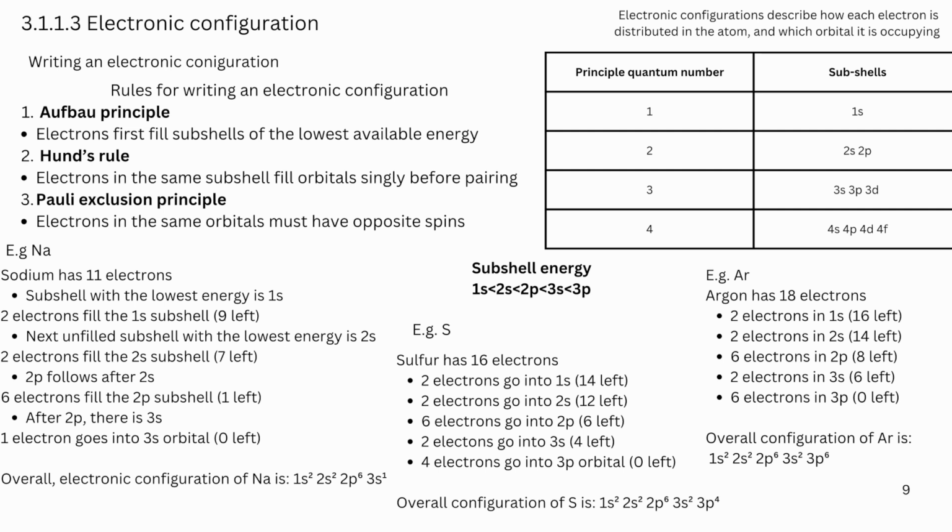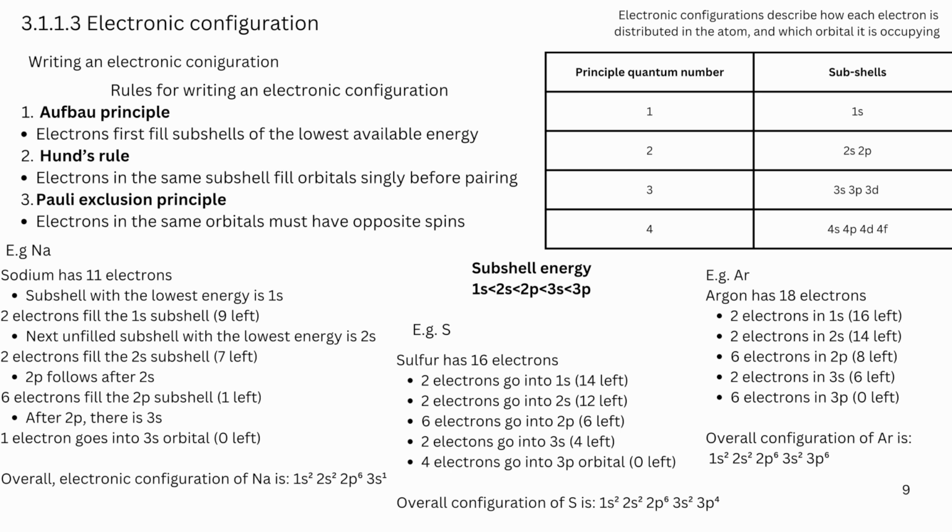Another example is sulfur. Just like with sodium, we use the same principle in order to produce sulfur's electronic configuration. So 2 electrons go into the 1s subshell, 2 electrons go into the 2s subshell, 6 electrons go into the 2p subshell, 2 electrons go into the 3s subshell, 4 electrons go into the 3p orbital with 0 electrons left. And so the overall configuration of sulfur is 1s2, 2s2, 2p6, 3s2, and 3p4.